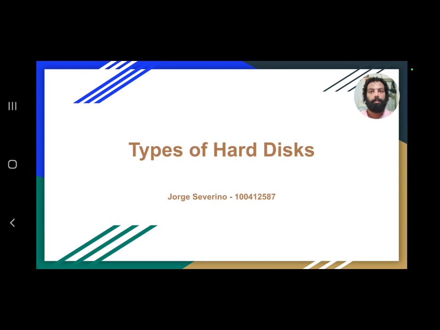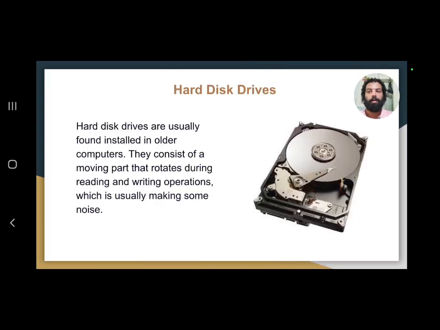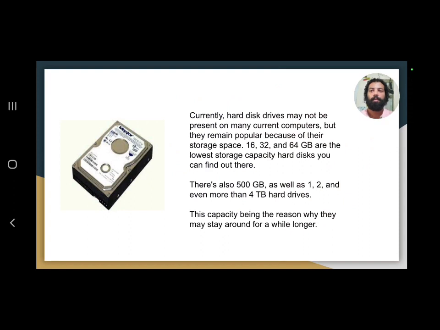Hi everyone, my name is Jorge Severino and I will be talking about the types of hard disks found in the computer. Hard disk drives are usually found installed in older computers. They consist of a moving part that rotates during reading and writing operations, which usually makes some noise. Currently, hard disk drives may not be present in many computers, but they remain popular because of their storage space.